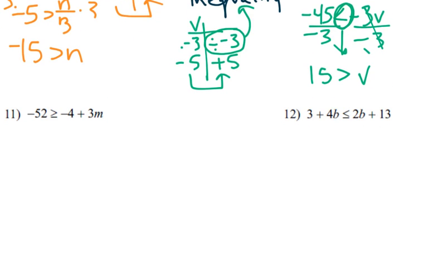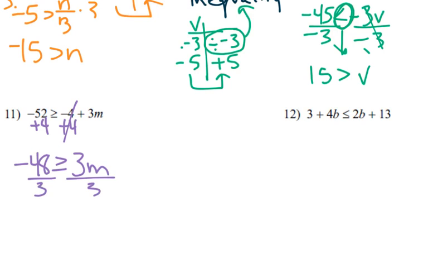Okay, the next one. So we start off by adding 4 to both sides to get rid of that. That eliminates, we're left with 3m. And negative 52 plus 4 would be negative 48. It's greater than or equal to 3m. Divide by 3. And we divide by a positive 3, so our inequality stays. Negative 48 divided by 3 would be negative 16.